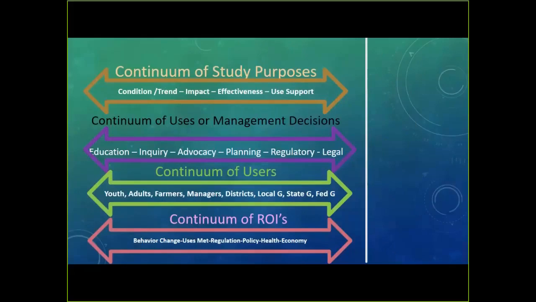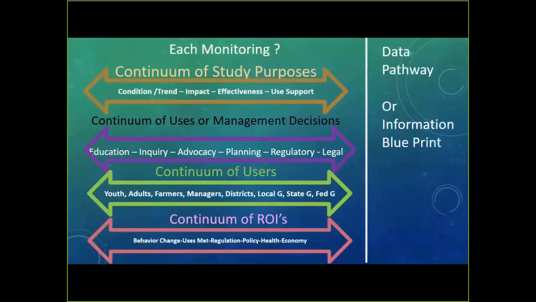And then there's this continuum of users. We could be targeting youth, adults, marina owners, farmers. This is the level that information needs are needed, and information products, this continuum. You're trying to collect data and answer these questions for these people, and they have different information needs, and we often don't ask what they are.